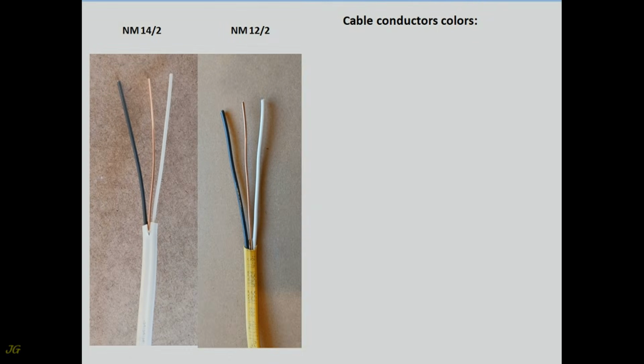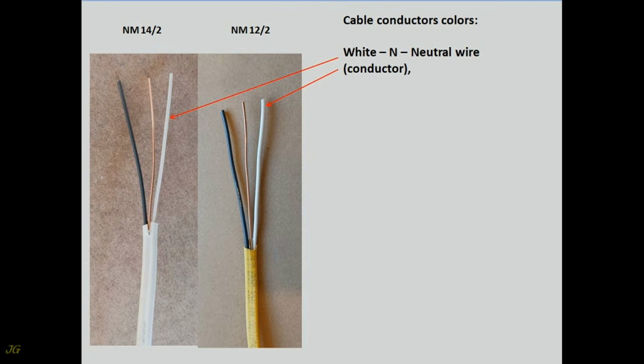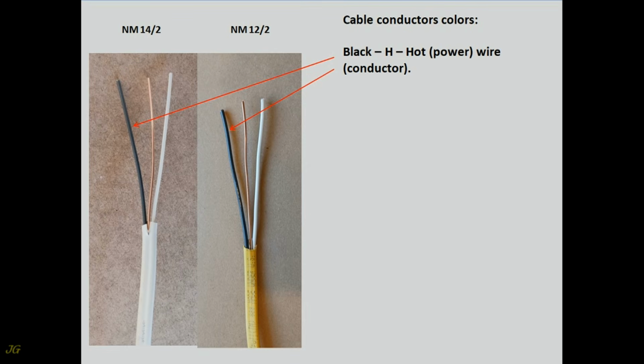Cable conductors colors: bare copper, G, ground wire, conductor. Ground wire may be green or green with yellow stripes in other cables. White, N, neutral wire, conductor. Black, H, hot, power, wire, conductor.